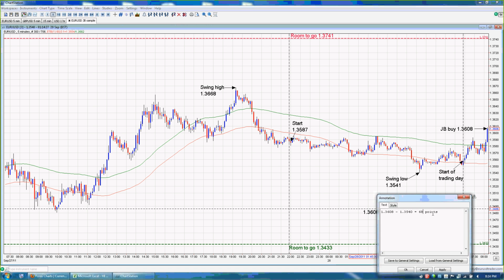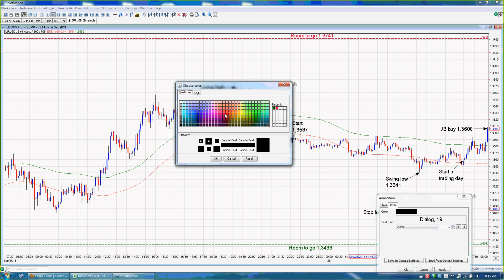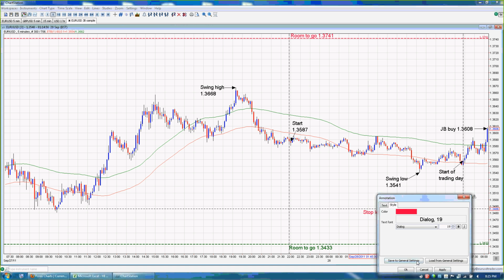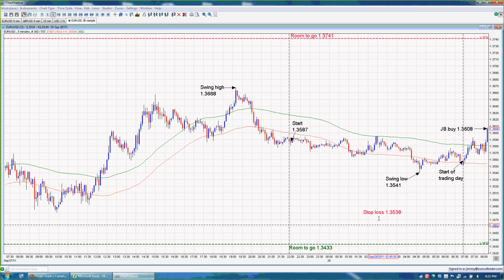So risking 70 would mean if we're still buying it at 08, it would mean 136.08 minus 70 equals 135.38. So that's going to be our stop. We're going to use 135.38 for our stop loss. So now what I would do is go stop loss 135.38 and put it in red so I know it's a stop. Apply, OK. So stop loss 135.38. Cancel that. Escape again. Okay.